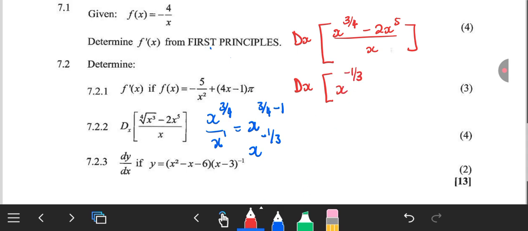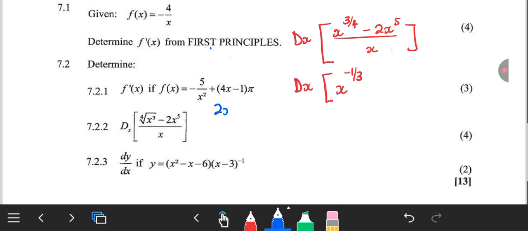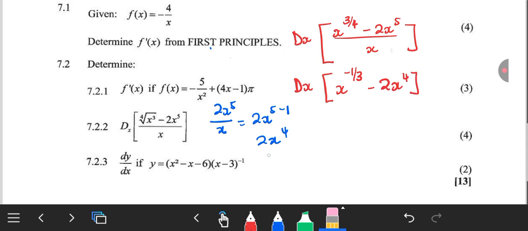Okay, you do the same thing with the 2x to the power of 5. So you're having 2x to the power of 5 divided by x. This is going to be 2x to the power of 5 minus 1, and then this is going to be 2x to the power of 4. So you're going to have minus 2x to the power of 4. All right, now we have fixed our equation, so we can now what?